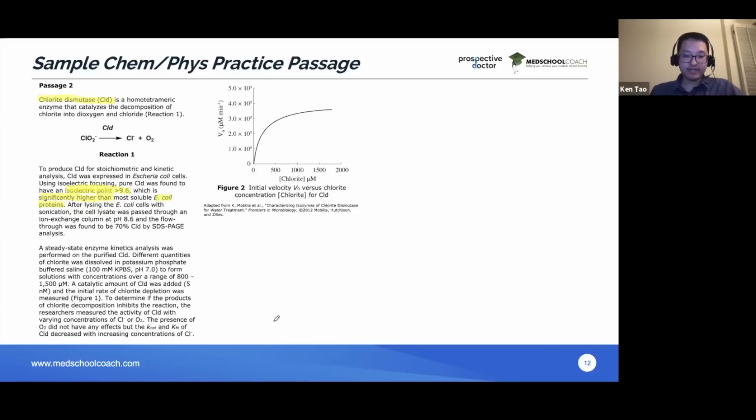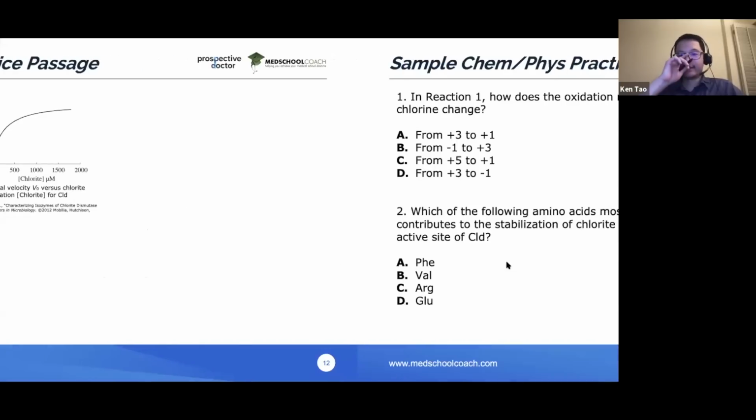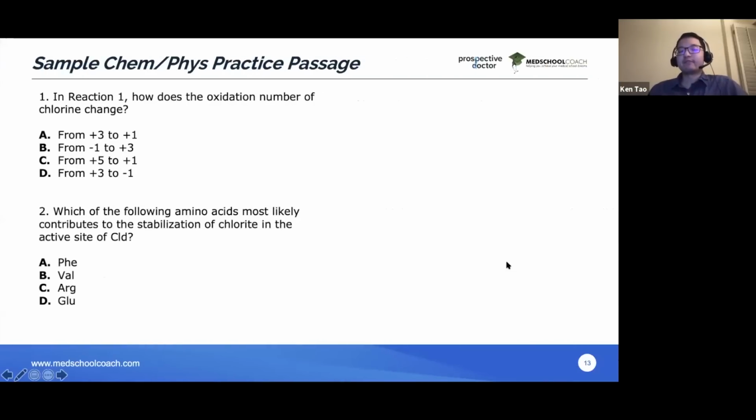Okay, so now what we want to do is take a look at some questions. Our first question is, in reaction 1, how does the oxidation number of chlorine change? For this question, this is going to be a general chemistry question. We're looking at oxidation number and we're looking at reaction 1. Since it's asking about reaction 1, we definitely need to go back to the passage.